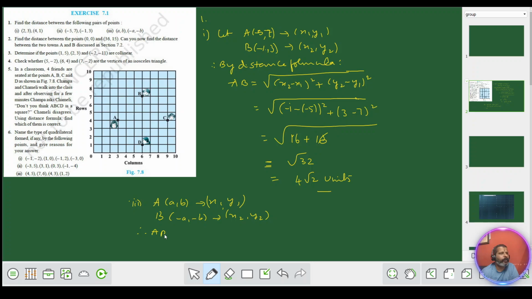Therefore, by distance formula, AB is equal to how much? Square root of (x2 minus x1) whole square plus (y2 minus y1) whole square. That is square root of, properly take your time and substitute the proper values. x2 is minus a and x1 is a, which means x2 is minus a minus of again a.